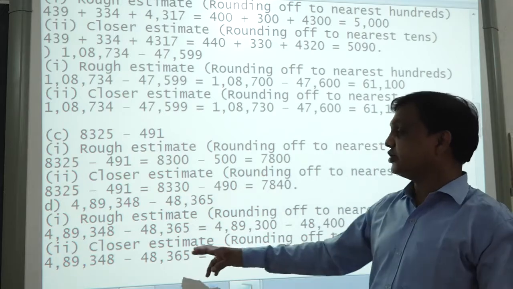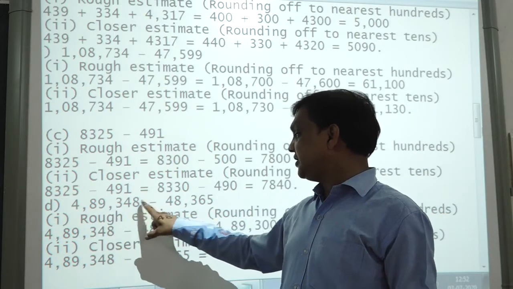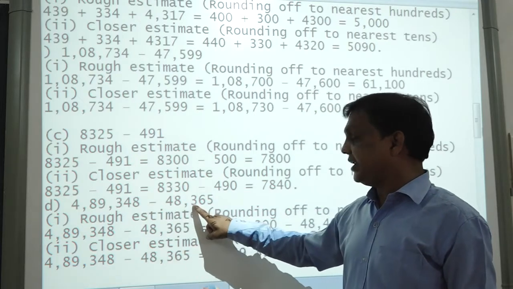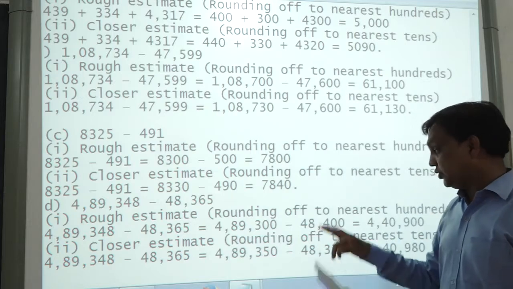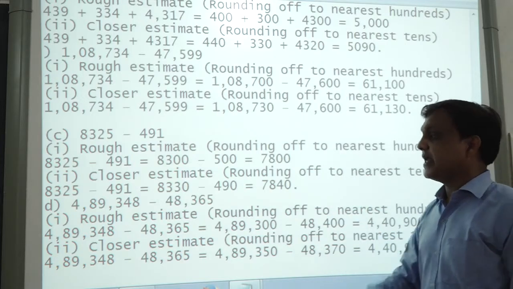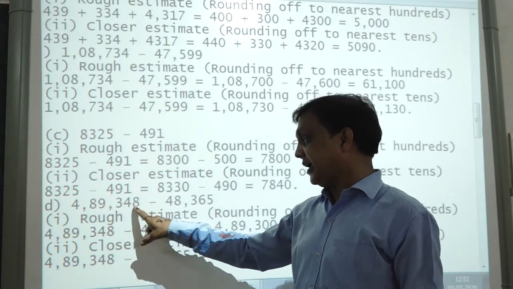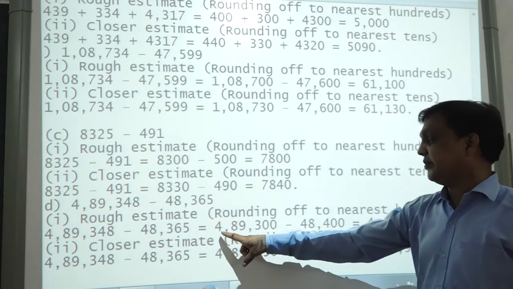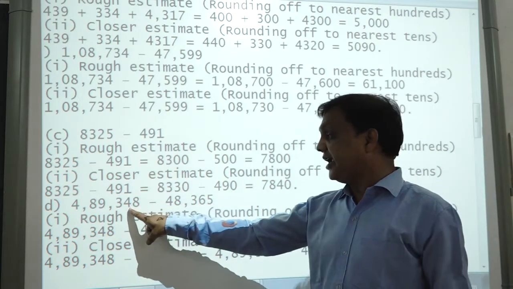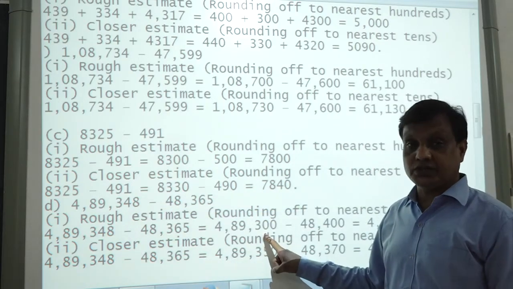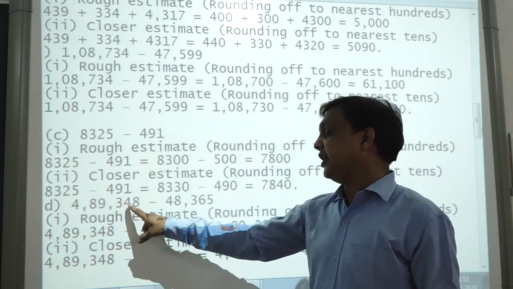Now the next question, question D: 4,89,348 minus 48,365. First we are rounding both numbers to the nearest 100, according to the question. So 4,89,348 to the nearest 100 becomes 4,89,300. This 348 became 300, because we are rounding to the nearest hundreds.